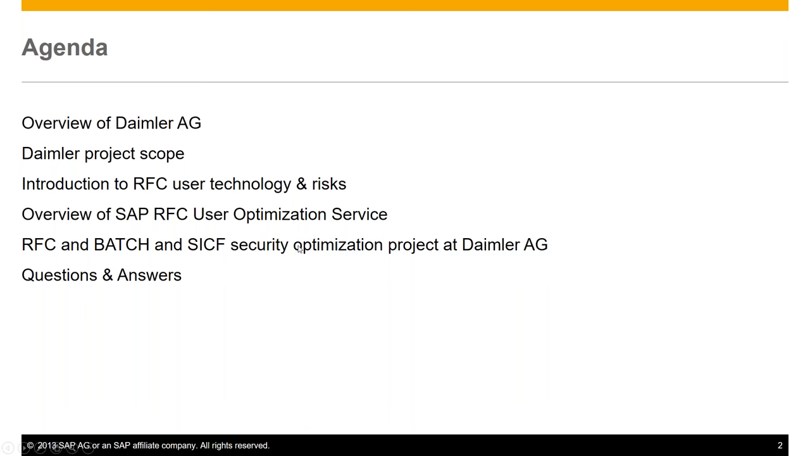So there is the overview of Daimler, the overview of the project scope, an introduction to what the risks are and how we went about doing it, and at the end we'll have an opportunity for questions and answers. If you would like to ask interim questions, then on your panel on the right you can also type in questions there and click on send, and perhaps we can then on the fly take care of some questions, or if it's currently a topic which we're busy dealing with, then we can handle it right there and then.